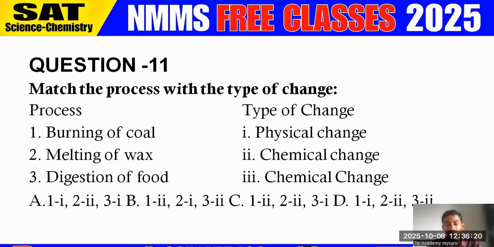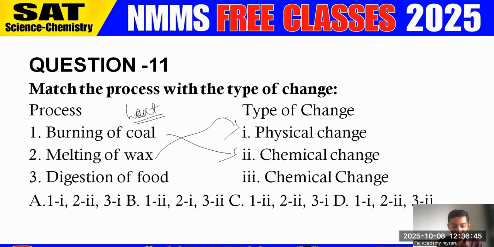So if you burn coal, there will be a production of heat, and it is a chemical change. So the first option can be a chemical change. Melting of wax is a physical change, as it will convert into liquid form.